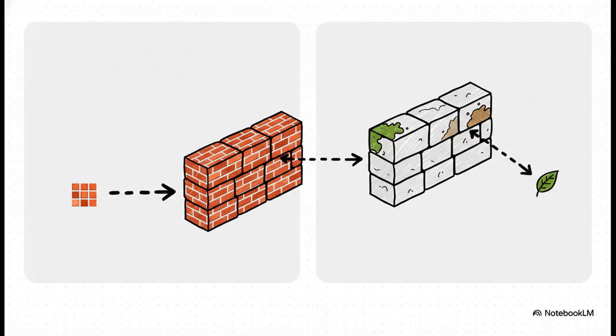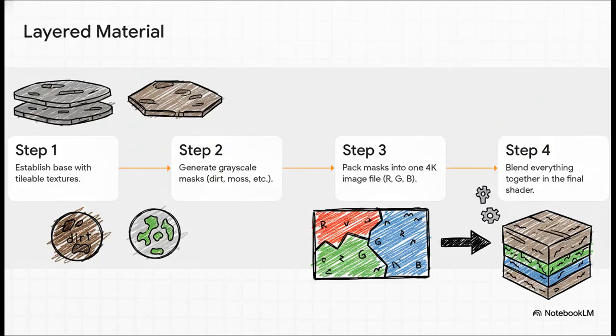But then you have channel 2. That's where the magic happens. This is for all the unique details, the dirt, the grime, the moss. And for this channel, the UVs can't overlap at all because every little speck of dirt needs its own unique place on the texture. So here's how that workflow actually plays out step by step.